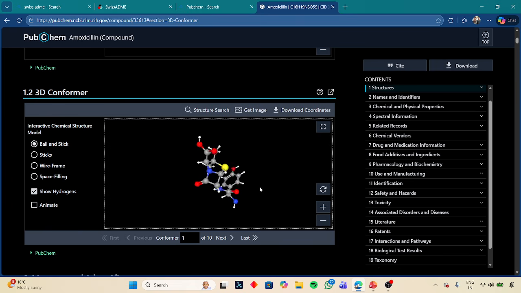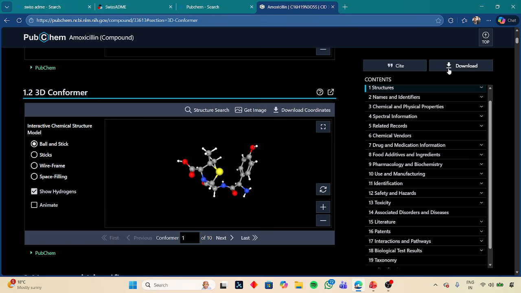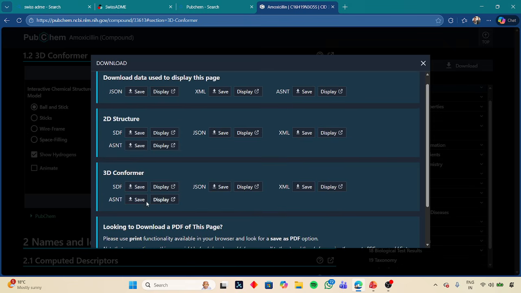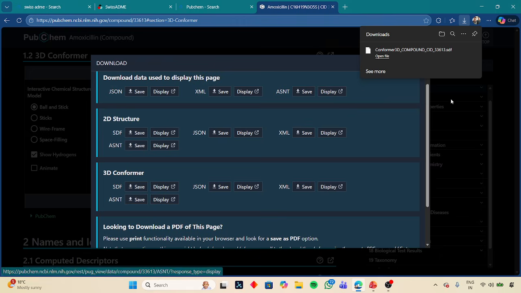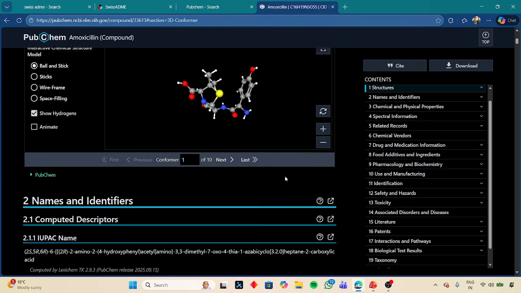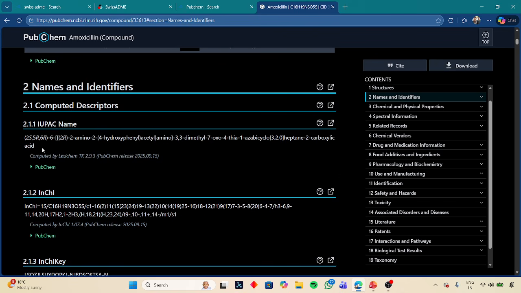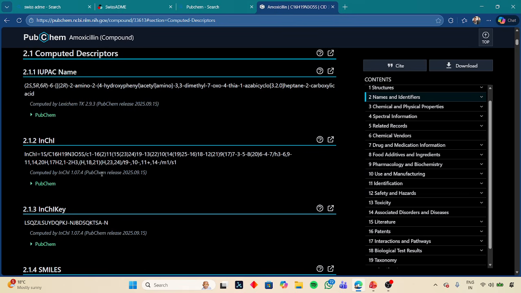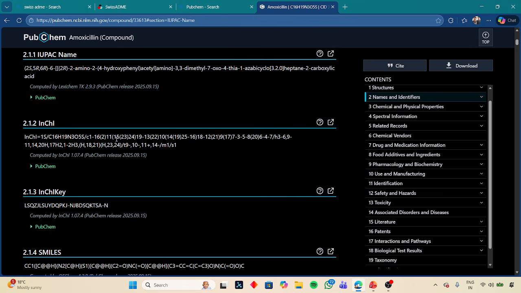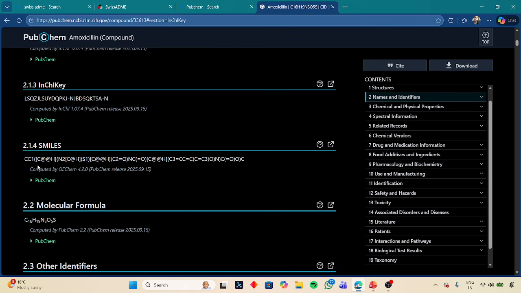If you want to download the drug molecule, simply go to the download option here and you can download the 3D SDF format. I have downloaded that one also. Then we have the IUPAC name written here. The InChI code is given and it is very important for us. And finally, here we have the SMILES.